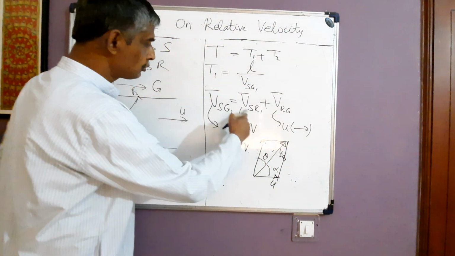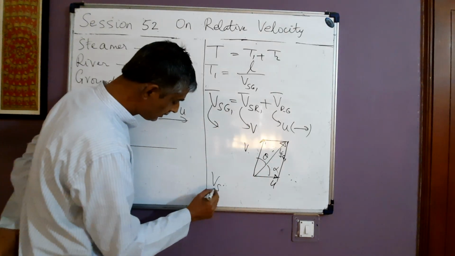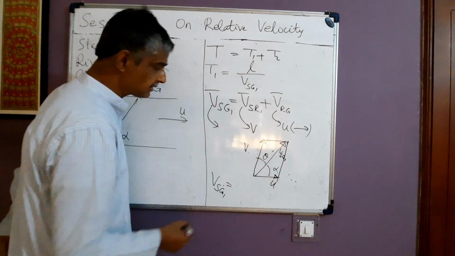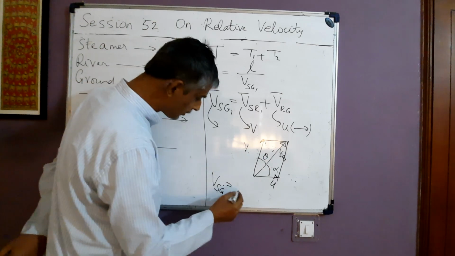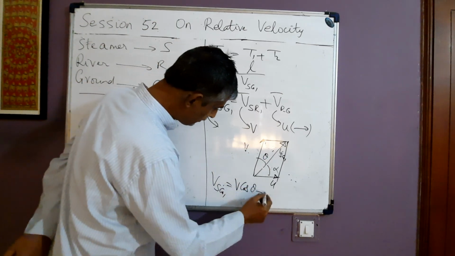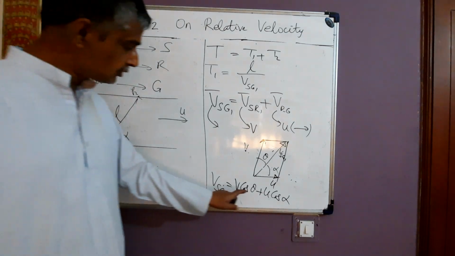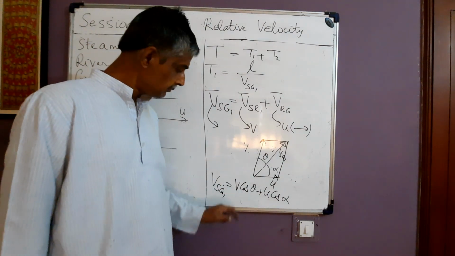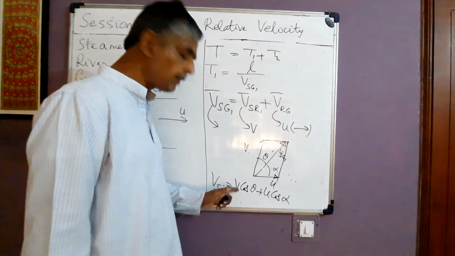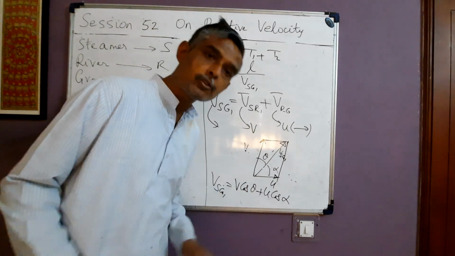So now we write down VSG1. VSG1 becomes V cos theta plus U cos alpha. Now to know VSG1 we must know theta. U and alpha are given, but V is not known, and theta is not known. V we have to find only. We must know theta also.